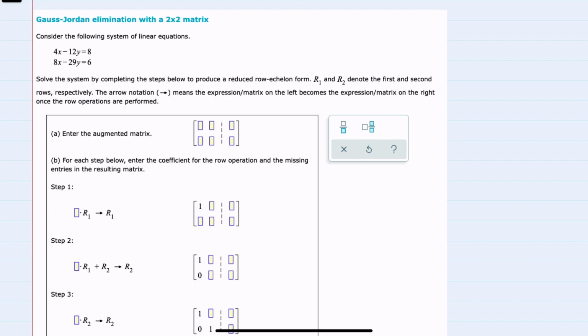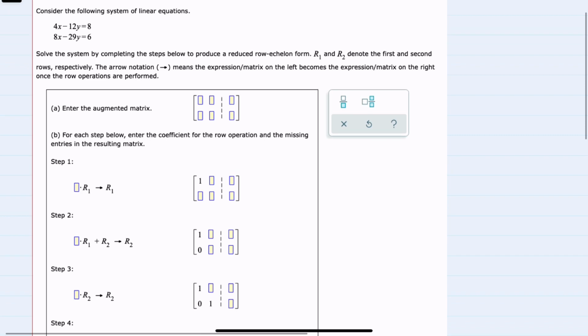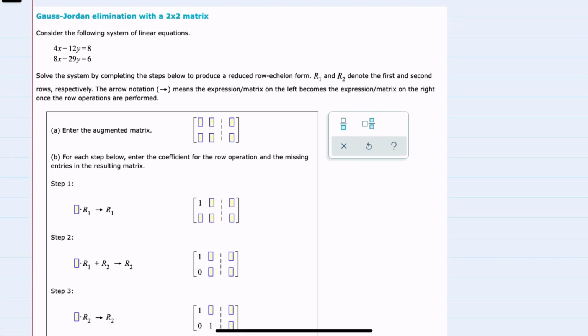In this video, I'll be helping you with the ALEKS problem type called Gauss-Jordan elimination with a 2x2 matrix. We're given a system of linear equations, and we're going to go through the steps to solve it by using matrix elimination. And we'll start by representing this system of linear equations in our augmented matrix.